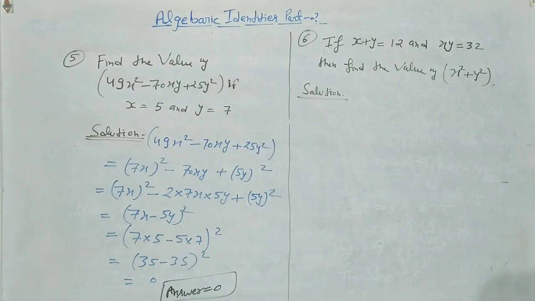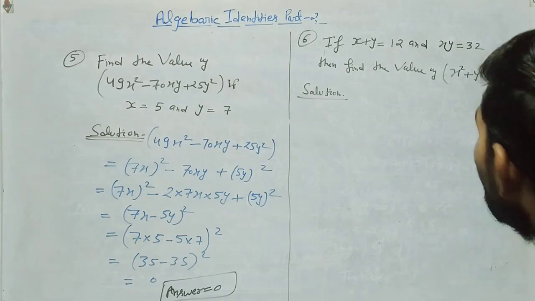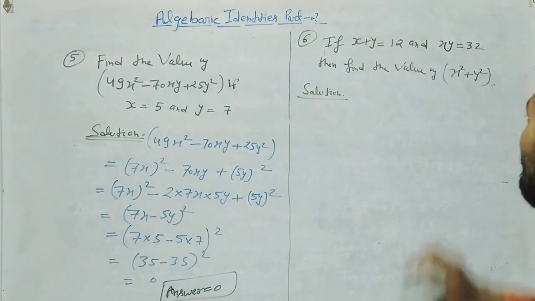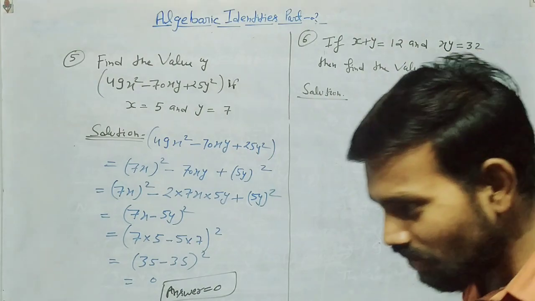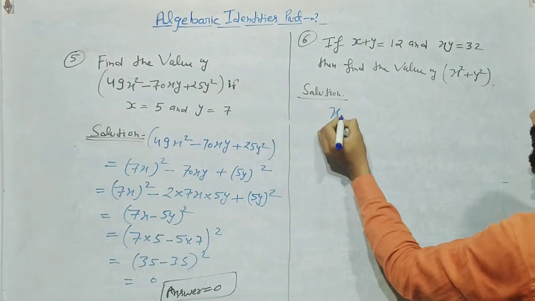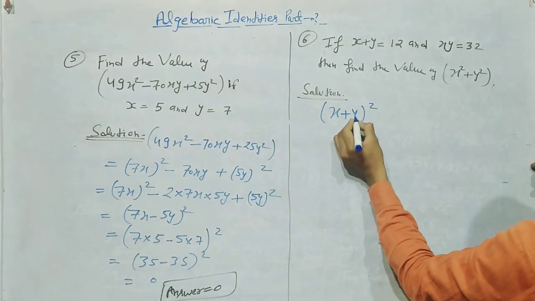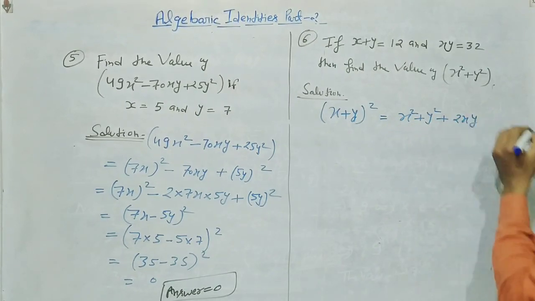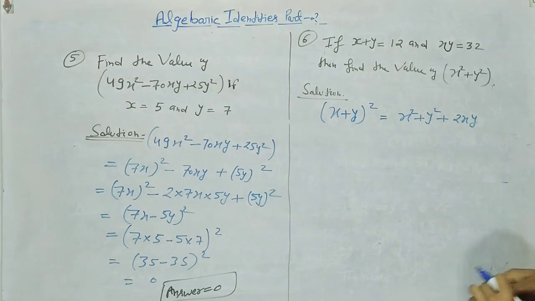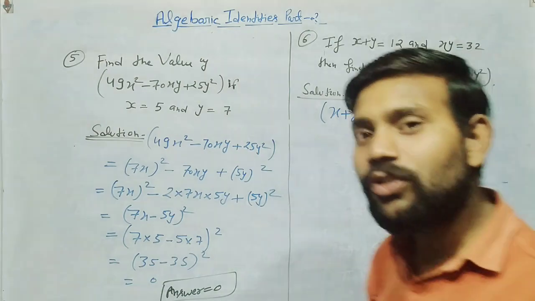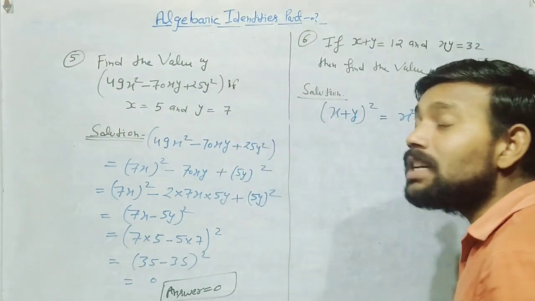If x plus y is equal to 12, xy is equal to 32, then find the value of x square plus y square. So we observe the question and find that x plus y, xy and x square plus y square are 3 values included in only one formula, that is (x plus y) to the whole square is x square plus y square plus 2xy. This formula includes x plus y, xy and x square plus y square. So we can solve our question easily by using this property.